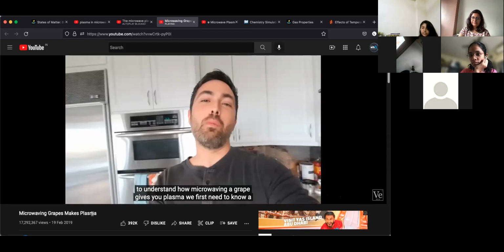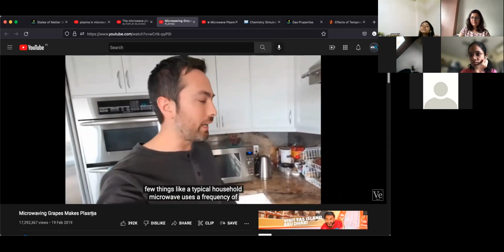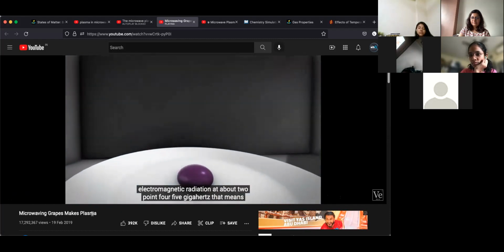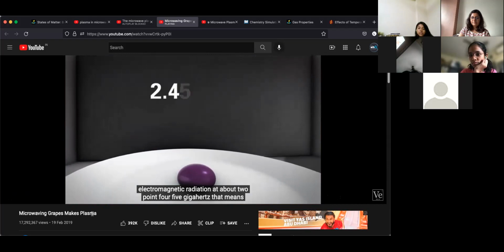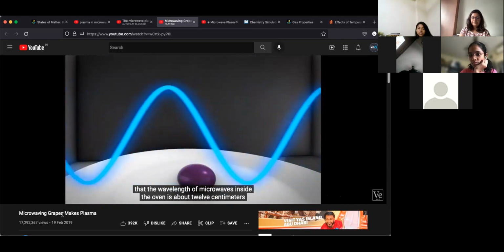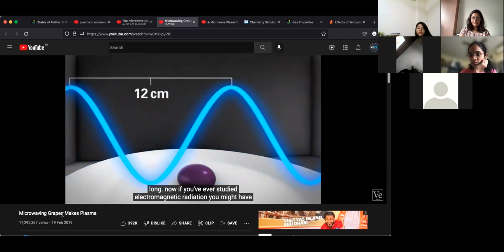To understand how microwaving a grape gives you plasma, we first need to know a few things. A typical household microwave uses a frequency of electromagnetic radiation at about 2.45 gigahertz. That means that the wavelength of microwaves inside the oven is about 12 centimeters long.